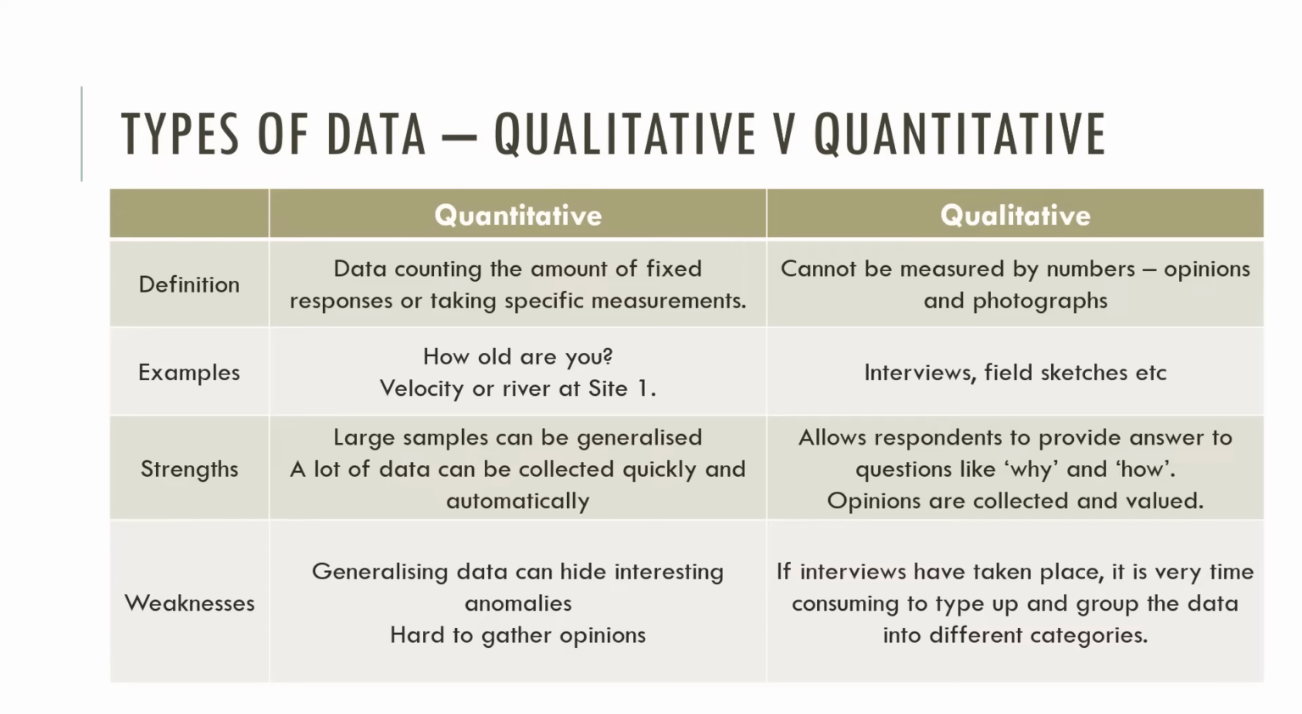You've got qualitative versus quantitative. So quantitative data is data counting the amount of fixed responses or taking specific measurements. So you look at something and you choose from a fixed response, whereas qualitative is pretty much just you've asked people for their opinion. Okay, so it's a lot more unique data that you maybe have to pick out some key themes. So again, pause the video, look at the differences between qualitative and quantitative and add them to your notes.